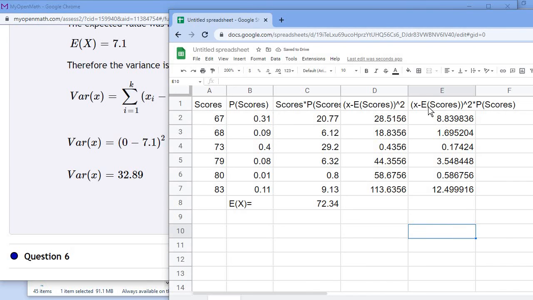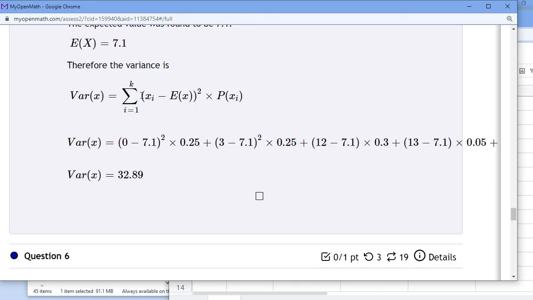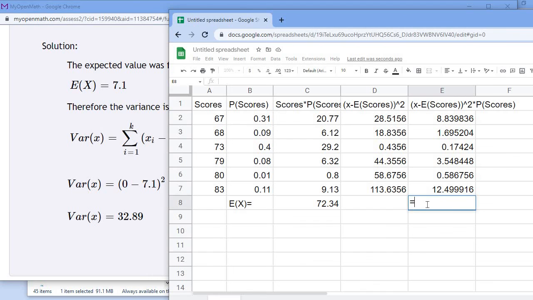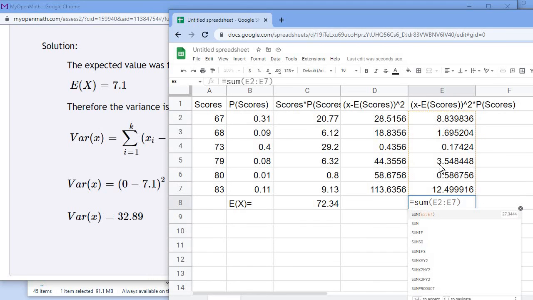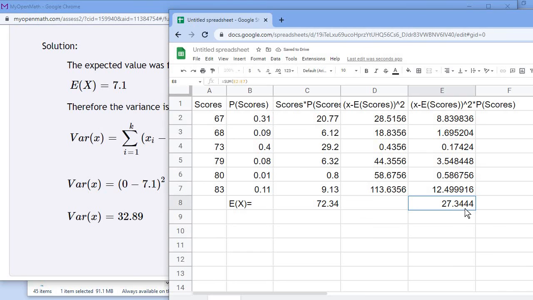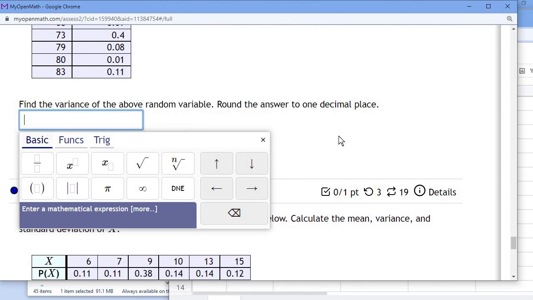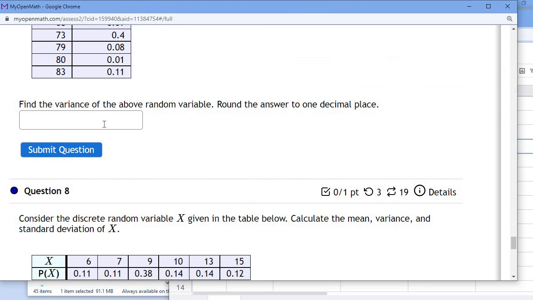All right, so there we have the product of the squared deviations and the probabilities, which is exactly what the variance is asking us to do. We take the value minus the mean, square it. This is the squared deviation. We multiply it by the probability, and then this means to add that all up. That's what we're in the process of doing. We're going to add them all up now. So this is equal to the sum. And yes, I want to sum up E2 to E7. I'll take your suggestion. 27.3444. Yeah, so when I come over here and it's asking me to round this thing to one decimal place, that would be 27.3. So 27.3, and there we go.